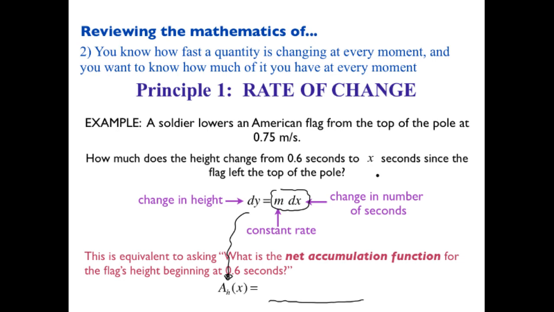Same thing? Yeah. Okay. I saw some of you had it. So this is what that net accumulation function is. It's m dx. Given any change, multiplied by the constant rate gives you the change, in this case height. But now that change is variable based on whatever that final time is. That final time is increasing. So whatever that final time is, minus the 0.6 gives us the change in time. We've got our change in time, multiplied by the constant rate gives us the net change in height. Anybody have a question?